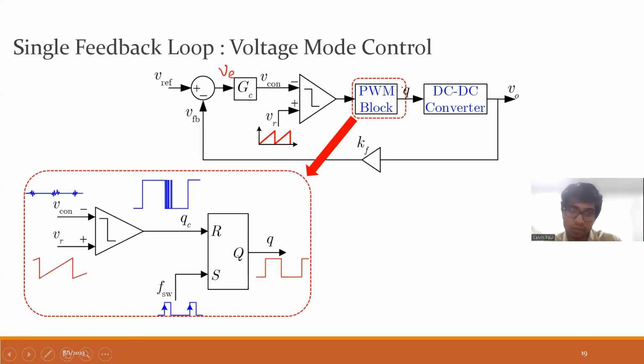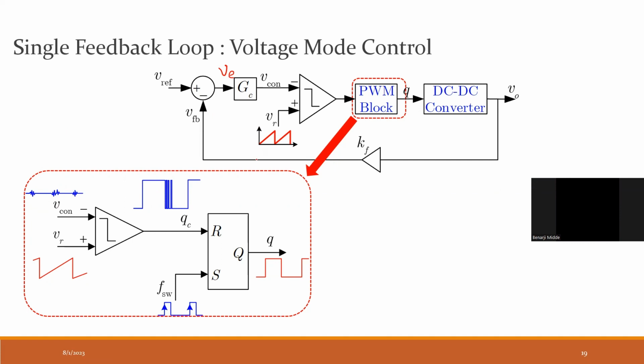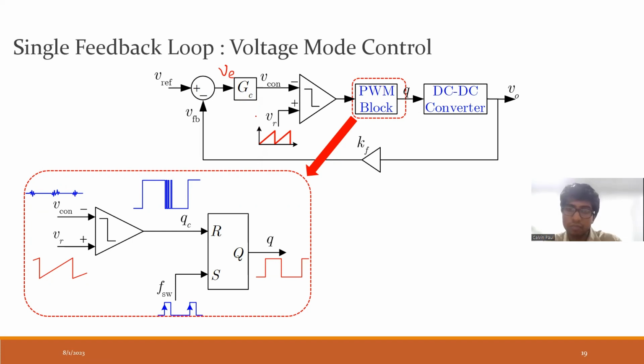Let us see how it happens. This VCon, let us ignore this and let us see VCon is a straight line. How does GC convert the error to VCon? That is the controller, no? PID, proportional integral controller. They convert it.